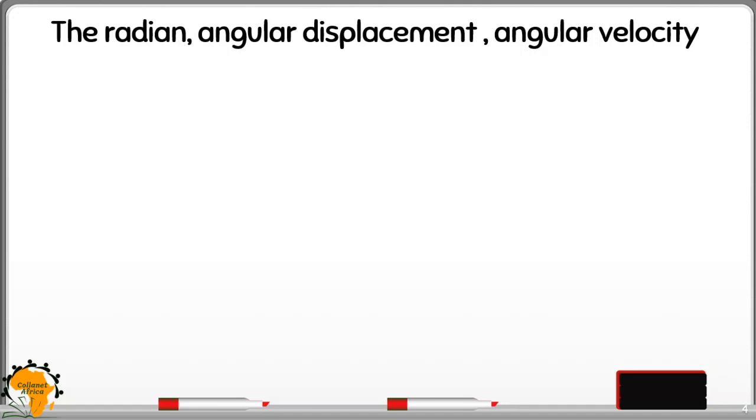Welcome to today's lesson. We are going to look at the radian, angular displacement, and angular velocity.